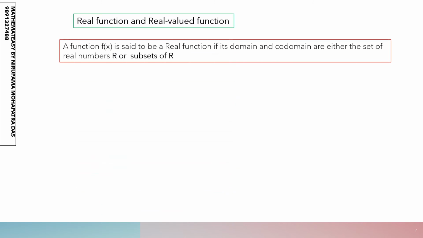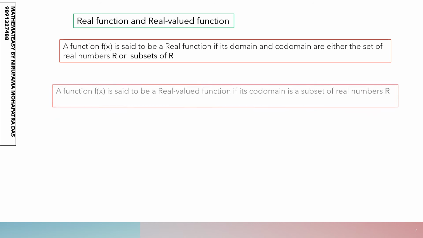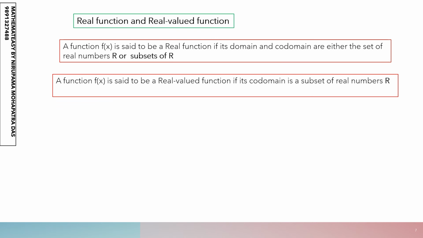So one more simple concept: the introduction of real function and real valued function. So what is a real function? The function f(x) is said to be a real function if its domain and codomain are either the set of real numbers or they are subsets of real numbers.